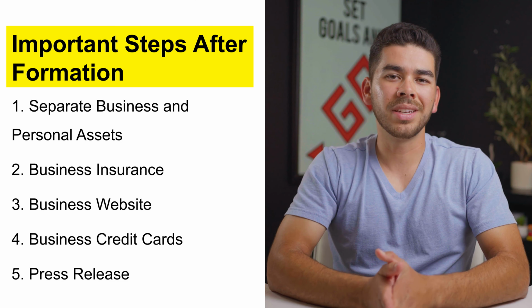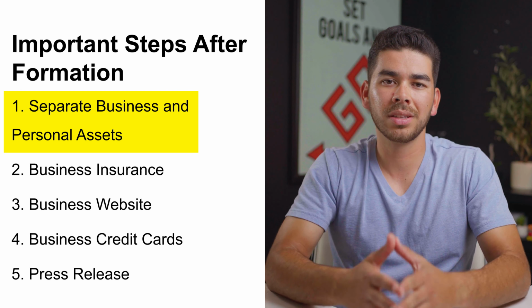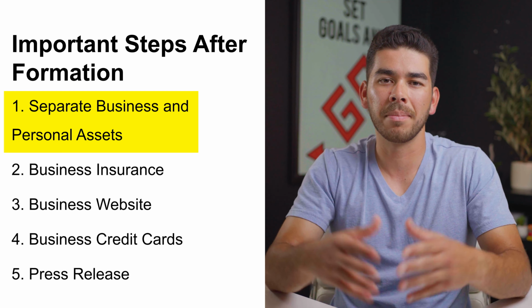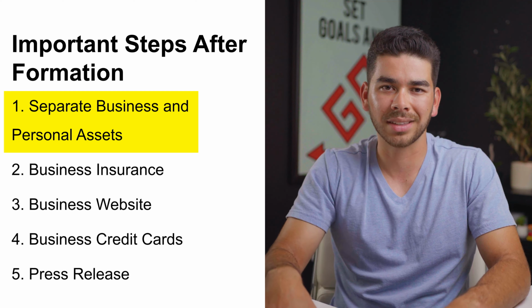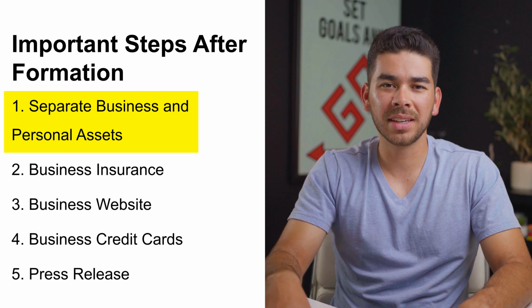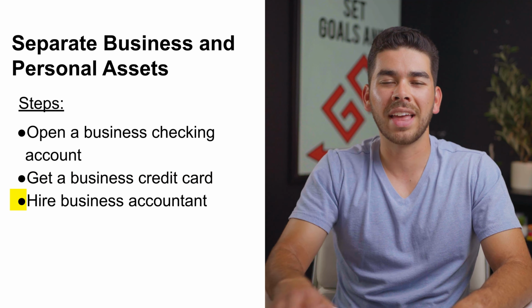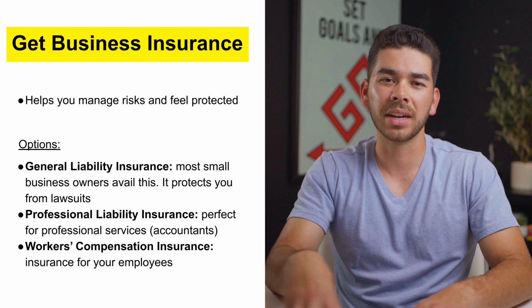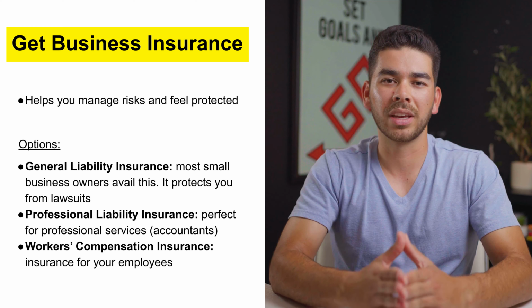The first thing is that you need to keep separate your personal and business assets. If you do not do this, this is called piercing the corporate veil, and it may leave you liable to lawsuits where people can sue you for your personal assets. So some steps that you can take to remedy this are that you can open a business checking account, you can get a business credit card, and you can hire an accountant. You may also want to look into getting business insurance if that is right for you and your business. I won't go into depth about that now, but just look into it if you think you will need it.